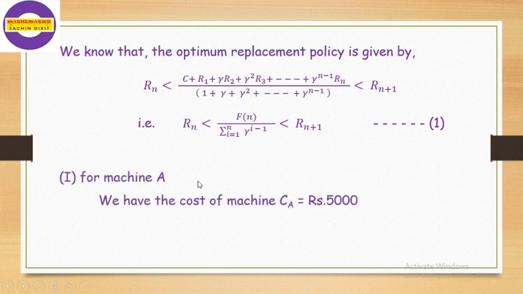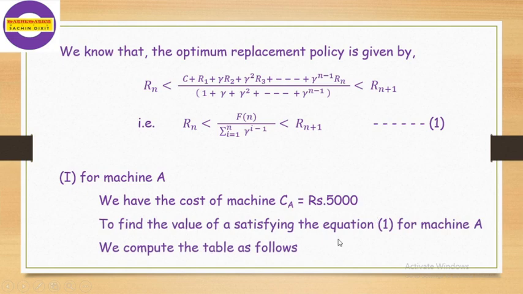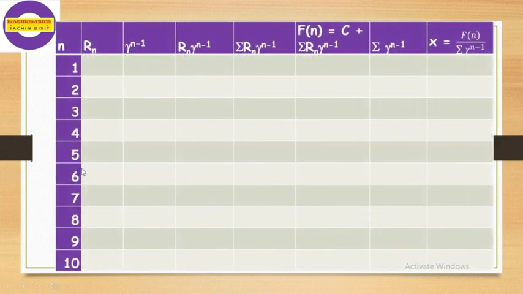Now consider the first machine A. The cost of machine A, C, is rupees 5000. To find the value of n satisfying equation 1 for machine A, we compute a table as follows. This is the table we used in the previous lecture also. We have to solve using this table, as we did in the two examples in the previous lecture.